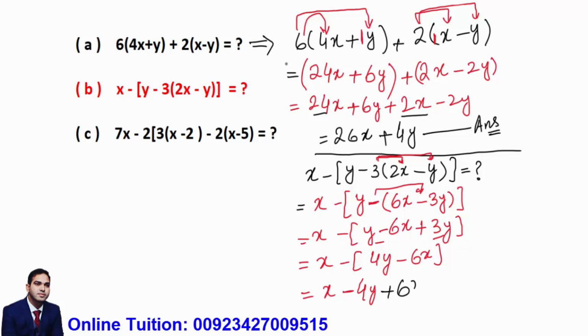Okay, now simplify for x and for y. This x is positive, this is positive, so x plus 6x is equal to 7x negative 4y. So this is the answer of question number 2, part B. Now taking this question, equal to sign, we will do question number C. Okay, 7x.